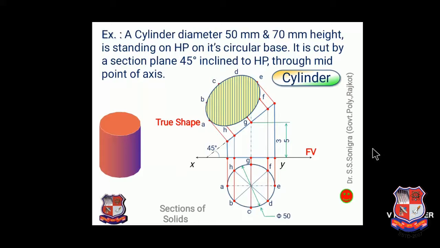Hope it's clear to you how to draw the sectional view of the given cylinder. Now this is the sectional top view, because if this cylinder is cut from here, this total cylinder will be cut. So this is the sectional top view of the problem. So we have drawn all these three views: front view, sectional top view, and true shape of the section. Hope it's clear to you.